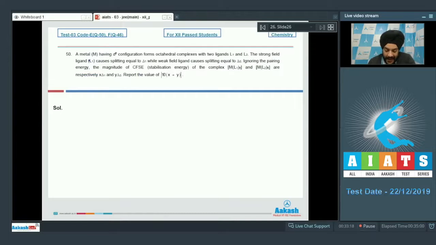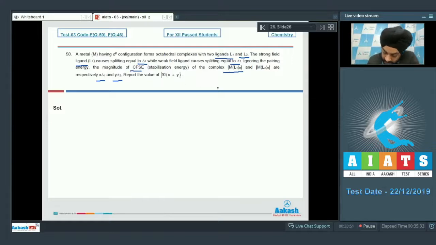Question number 50. A metal M having d6 configuration forms octahedral complexes with 2 ligands L1 and L2. The strong field ligand L1 causes splitting equal to delta 1, while the weak field ligand L2 causes splitting equal to delta 2. Ignoring the pairing energy, the magnitude of CFSE, which is the stabilization energy, of the complexes ML1 6 and ML2 6 are respectively X delta 1 and Y delta 2. We have to report the value of the mod of 10 times X plus Y.